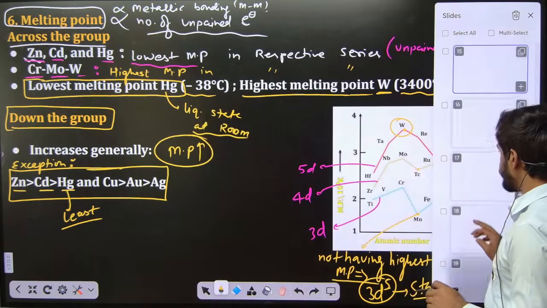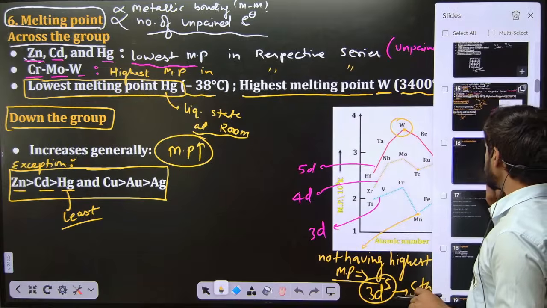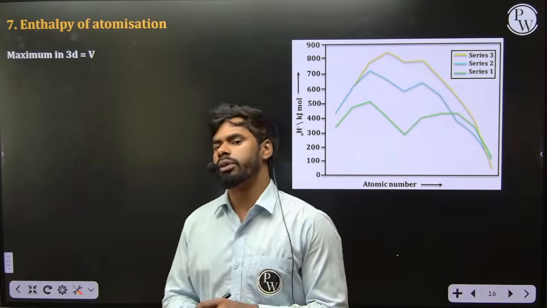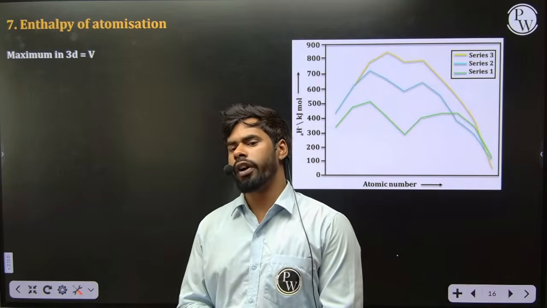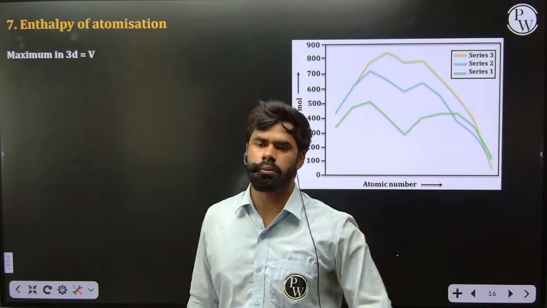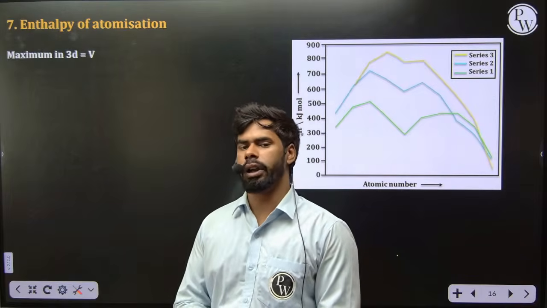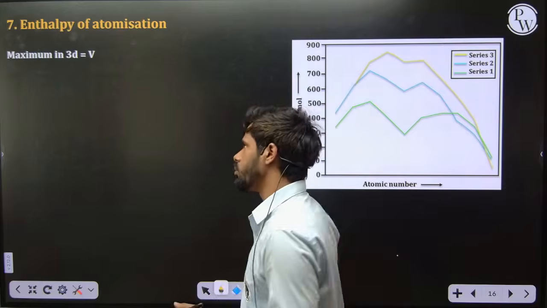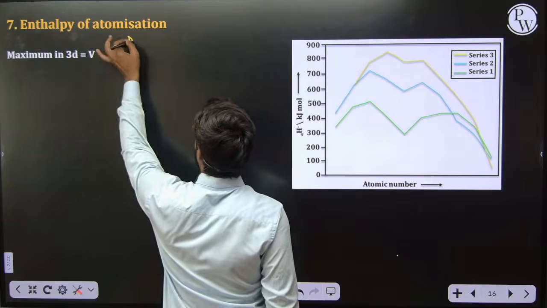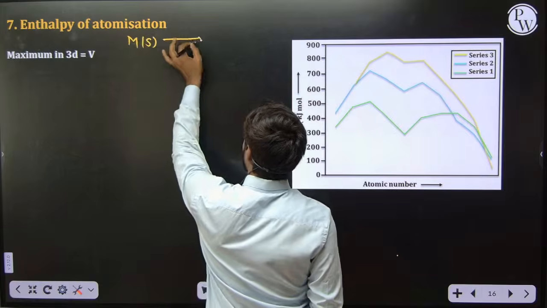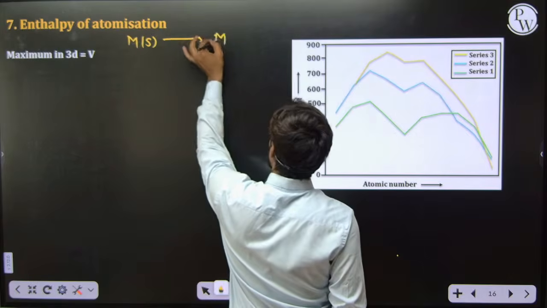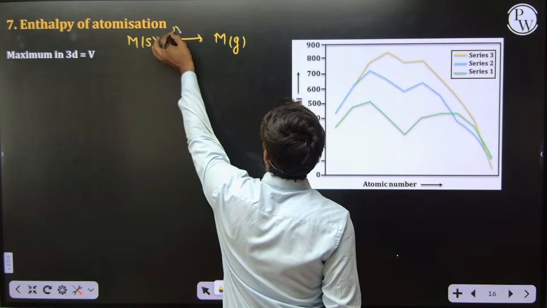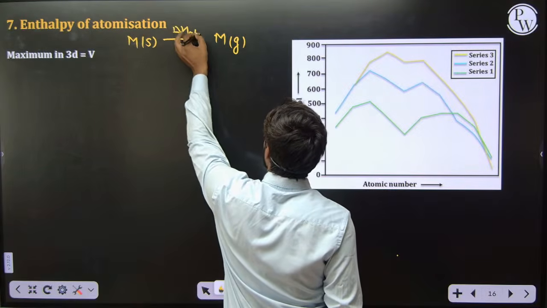Next property is the enthalpy of atomization. So what is the enthalpy of atomization? Basically, it is the energy required to separate the metal atoms from the metal crystal lattice into gaseous atoms. If we convert a metal solid into metal gaseous atoms, then the energy is known as delta H atomization.